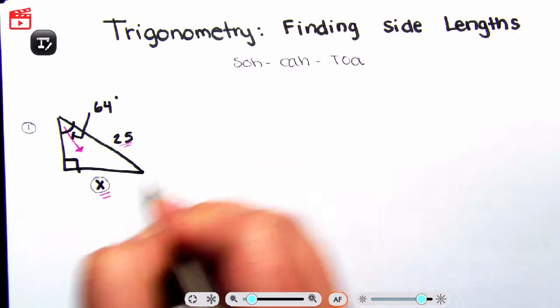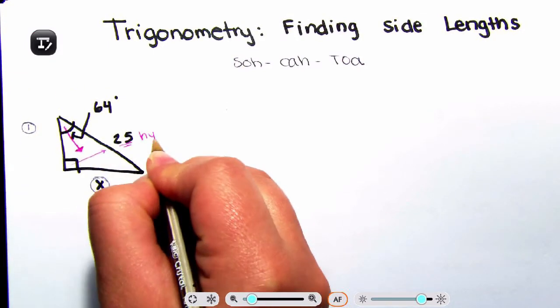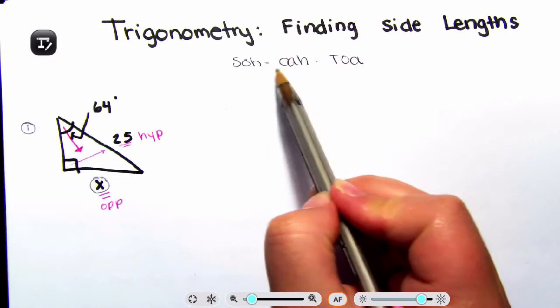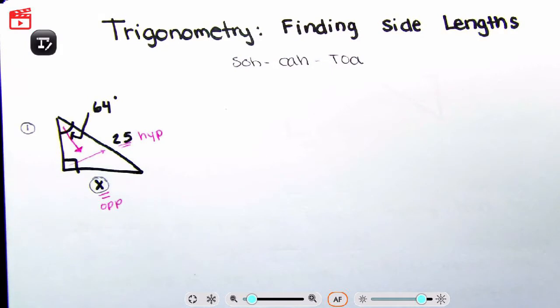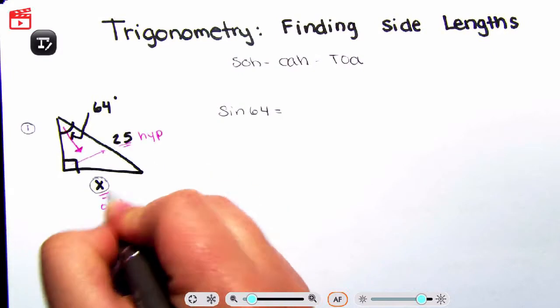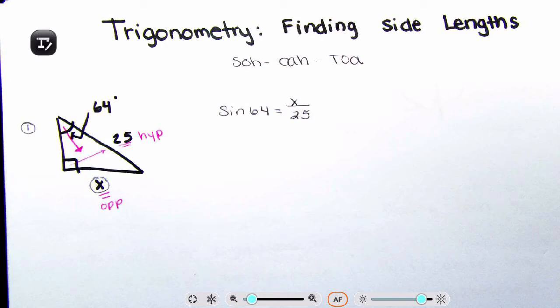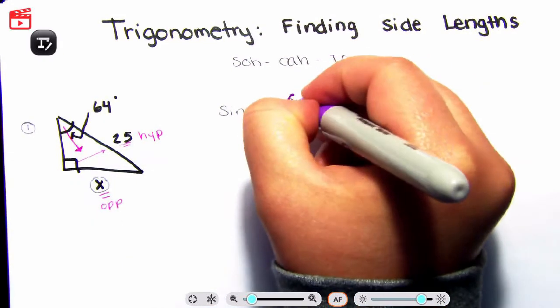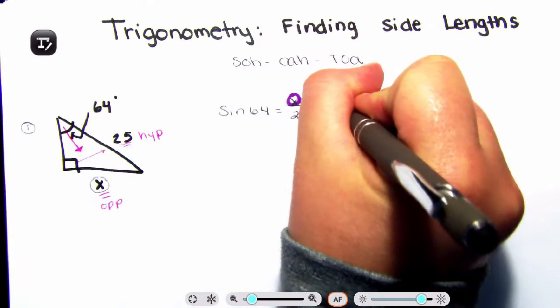So what do I have here? I have opposite and I have a hypotenuse. Looking at my little cheat sheet, opposite and hypotenuse is sine. So I'm going to take sine of 64 degrees, and that's equal to my opposite, which is x, over my hypotenuse, which is 25. Now again, what is our goal? Our goal is to find the side length. This is my unknown. We're going to isolate x by multiplying both sides by 25.